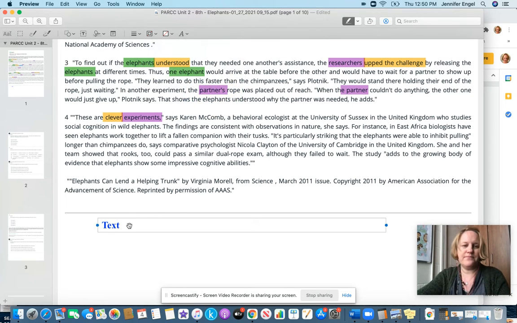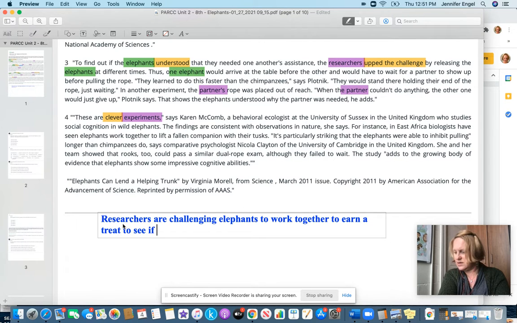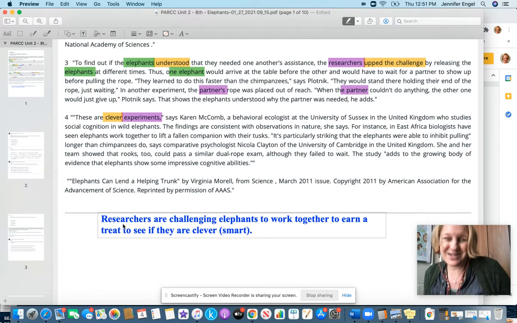Okay, so I didn't read this whole thing. I can say something like: researchers are challenging elephants to work together to earn a treat to see if they are clever. Now, if you don't know what that means, it means smart. Okay, there we go. I didn't read the whole thing. Let's see if I can answer the questions even though I didn't read the whole thing.